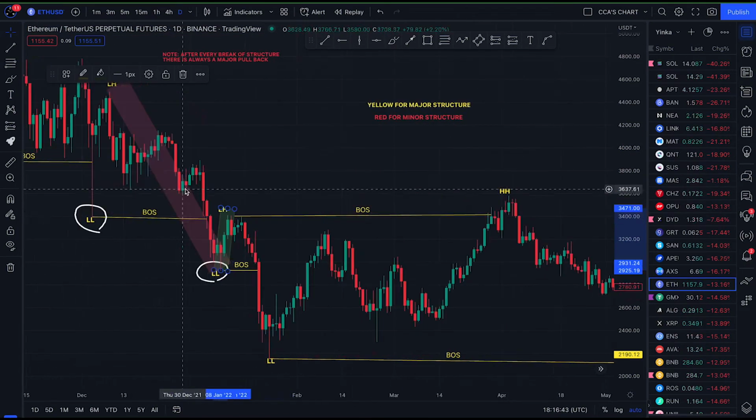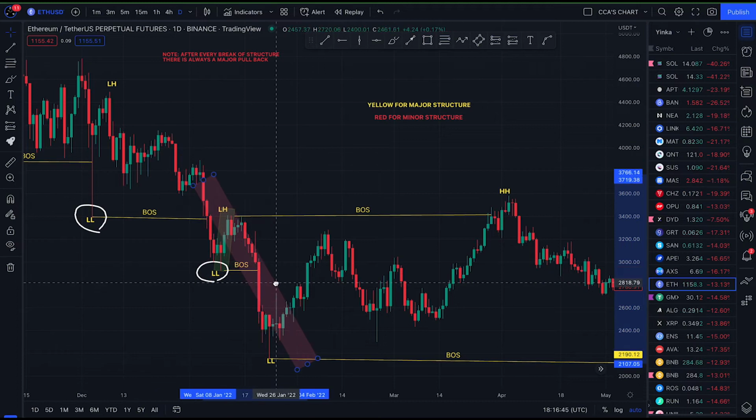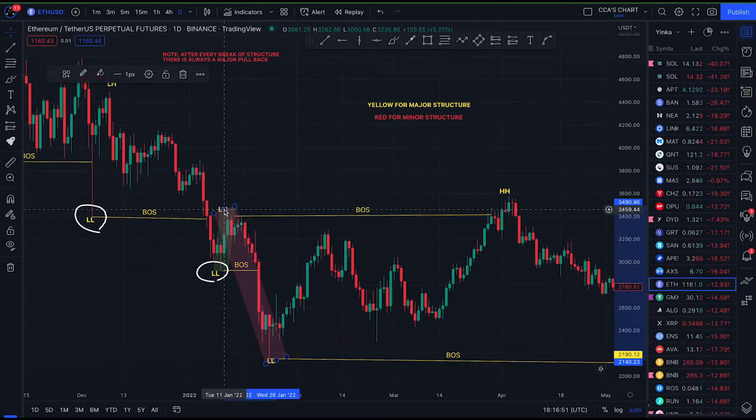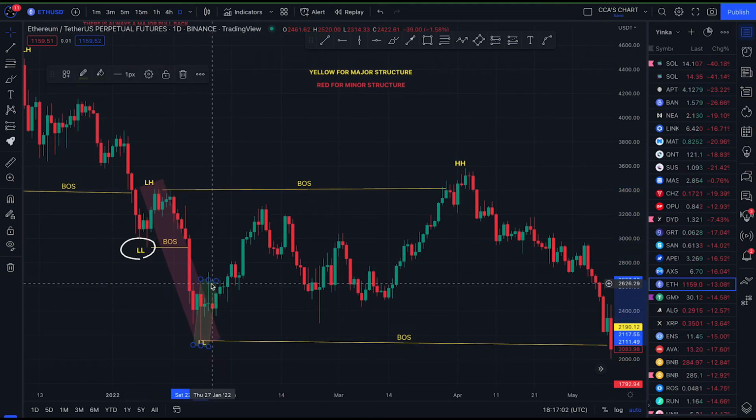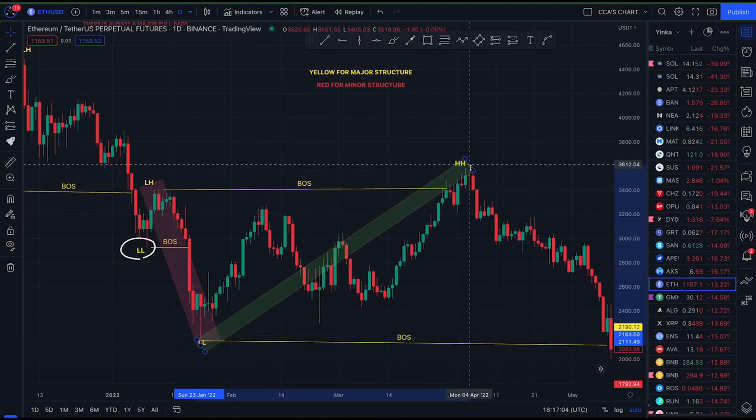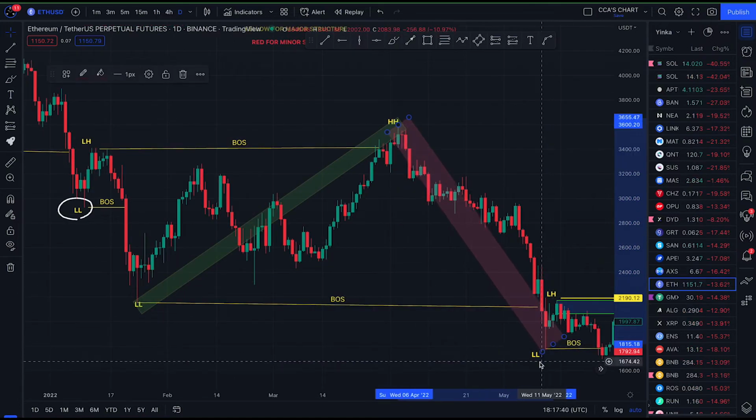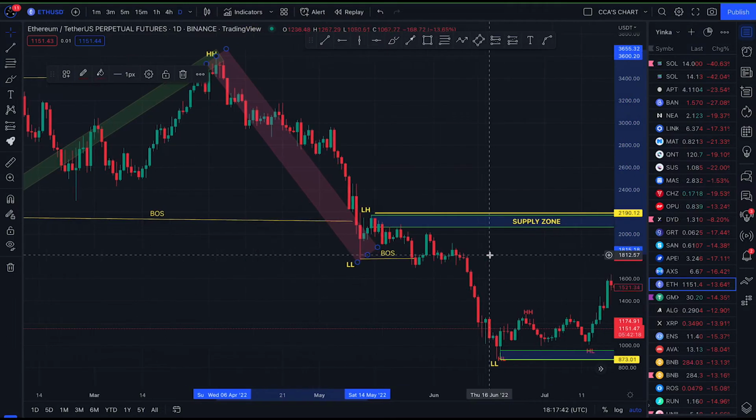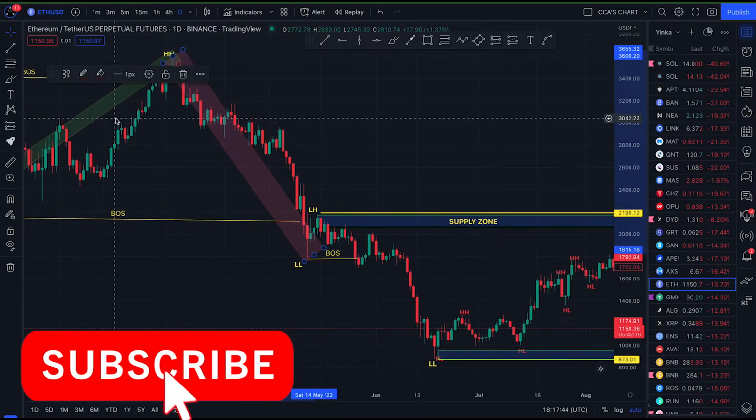Price pulled back to this point and broke structure again to the downside. Currently, on our major structure, price just broke structure to the downside. Expecting a pullback, price then broke structure again to the upside, and broke structure again to the downside, showing us another lower low. And after that, we expected a pullback.